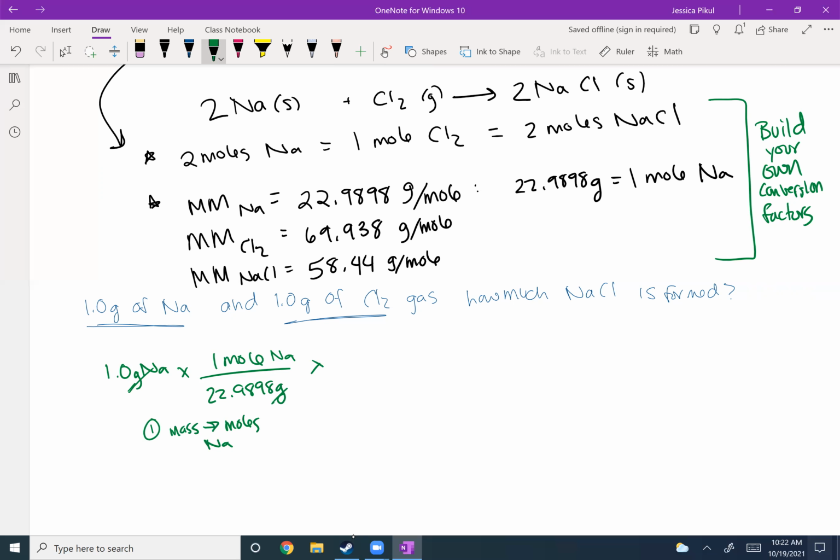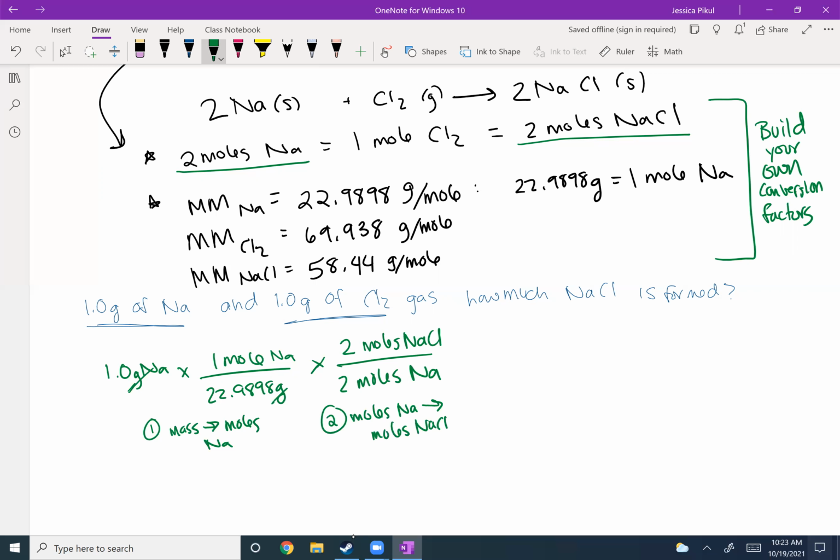Then I'm going to convert into the moles of my product, which is that sodium chloride, and I'm going to use that equality from my balanced equation. So I know that I'll form 2 moles of sodium chloride for every 2 moles of sodium that react. That's just coming from the equality I created from the coefficients. So this is moles of sodium being converted into moles of sodium chloride. And then we're going to convert into the actual mass of that sodium chloride, which is going to be times the 58.44 grams of sodium chloride divided by the 1 mole of sodium chloride.